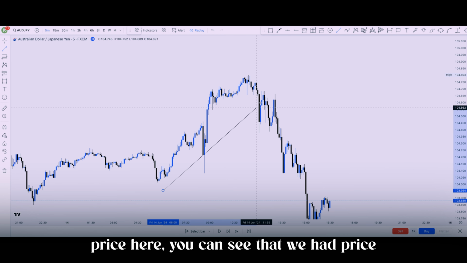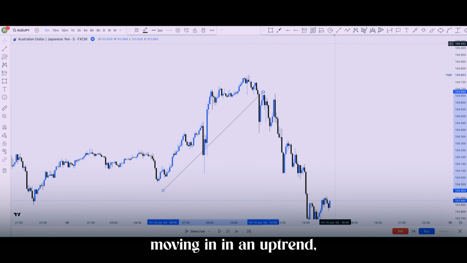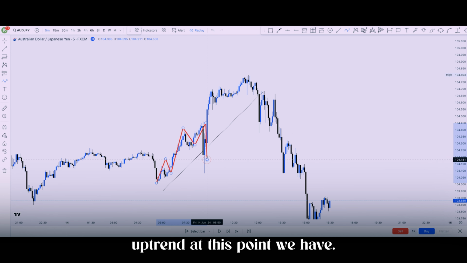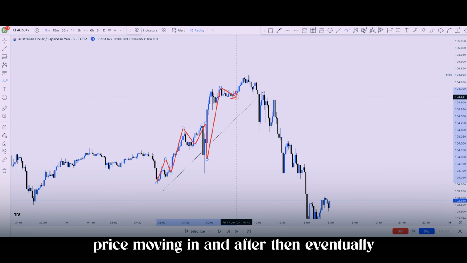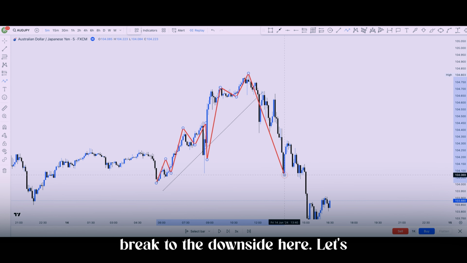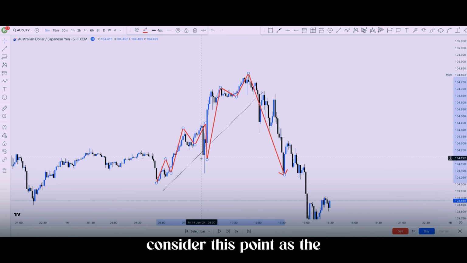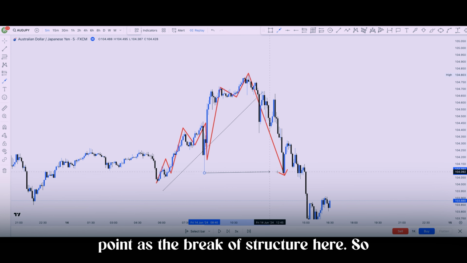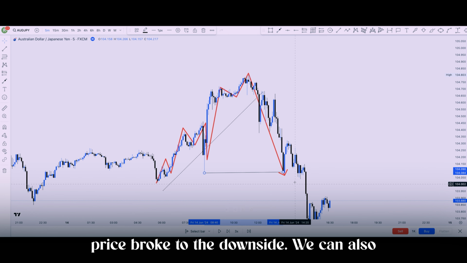So when we look at price here, you can see that we had price moving in an uptrend, right? Then eventually price broke here, so we had this break to the downside. Let's consider this point as the break of structure. So price broke to the downside.